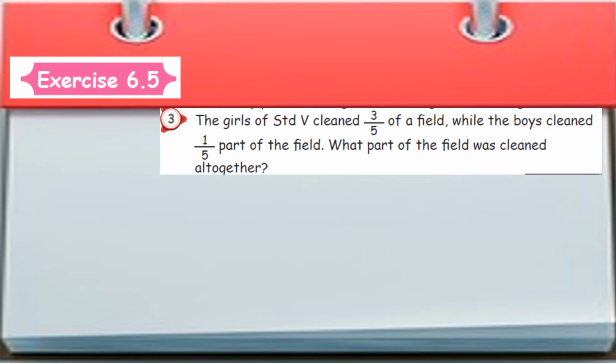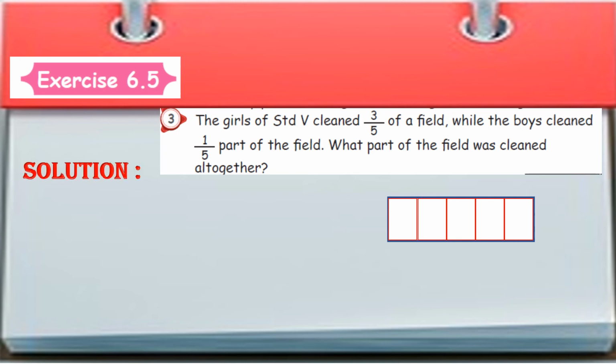So last sum: the girls of standard 5 cleaned 3 by 5 of a field. So assume one field, we can split it into 5 so that it will be easy to understand. So girls cleaned three parts, while the boys cleaned one part of the field. What part of the field was cleaned altogether? So one more time, altogether means we have to add. Don't forget that. Okay, fine. So solution.